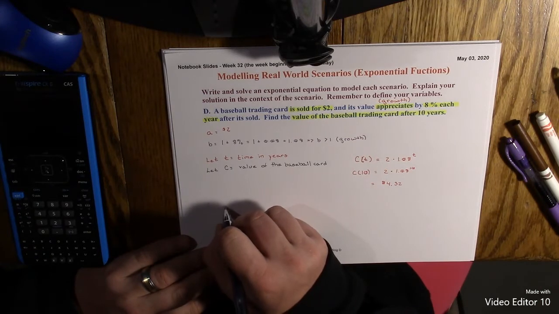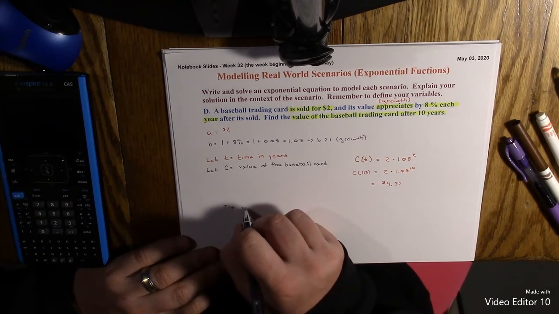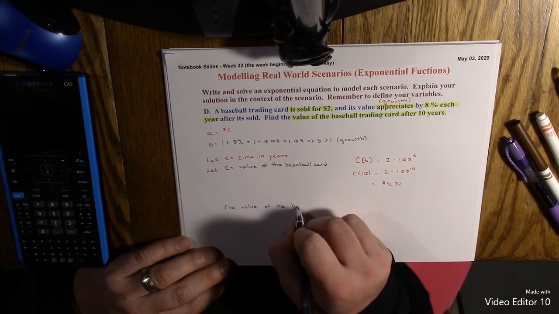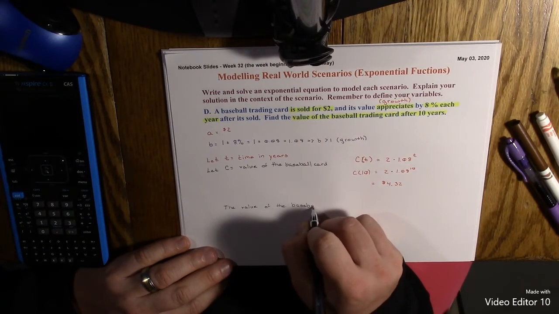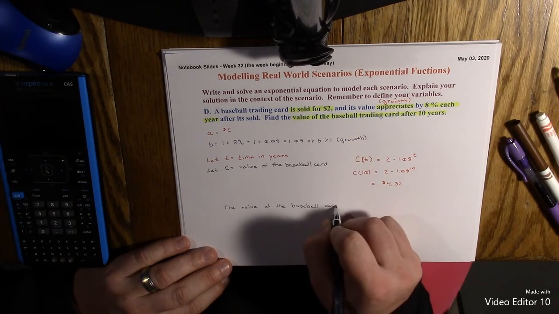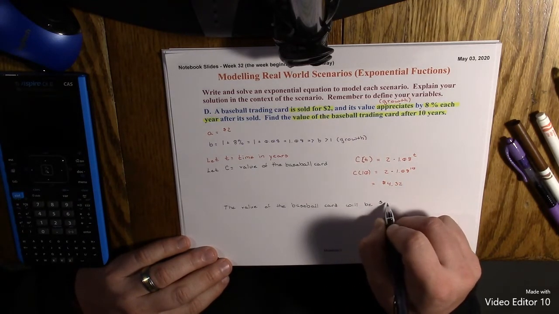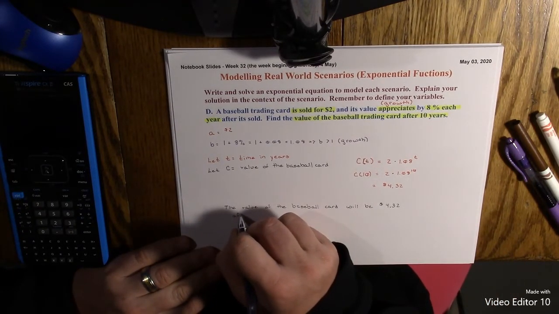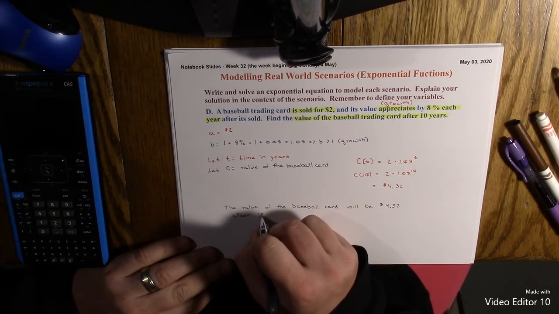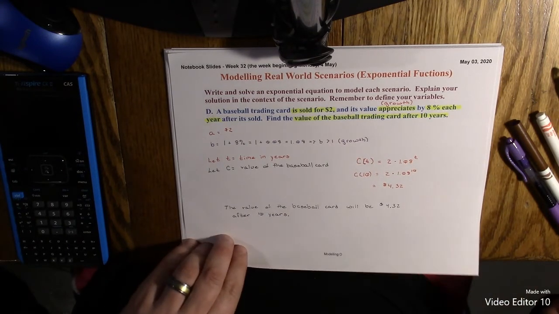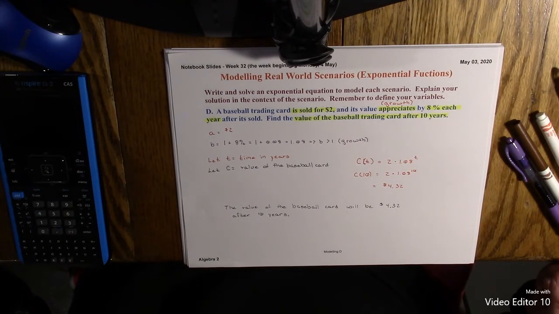So, answering the context, the value of the baseball card will be $4.32 after 10 years. That, ladies and gentlemen, is an example of depreciation. Or sorry, appreciation. Thank you.